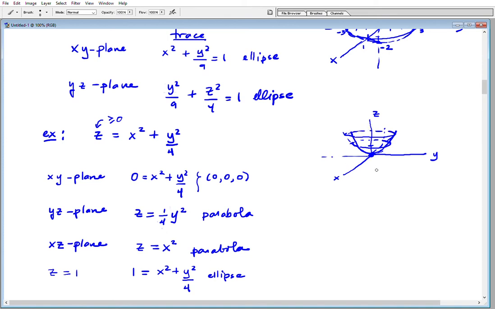And now we can see the shape, right? It looks like a bowl. Not a round bowl, but a bowl. When you slice the bowl horizontally, you get ovals or ellipses. All right, so that's enough for our graph. This one's called a paraboloid because of that. It's actually an elliptic paraboloid.